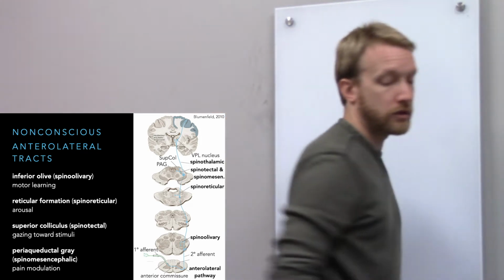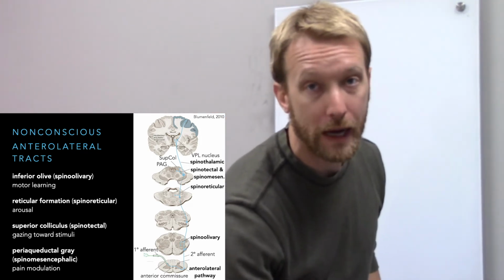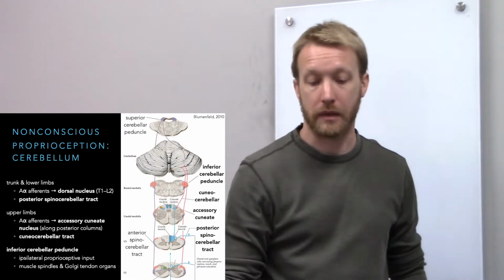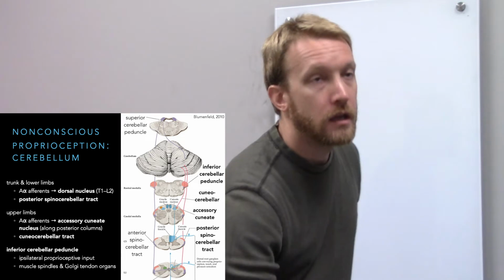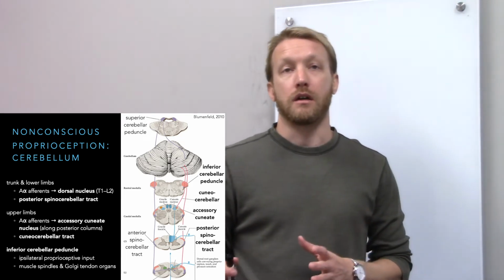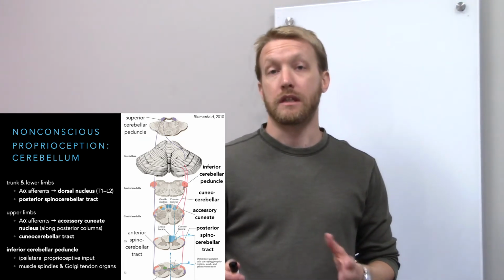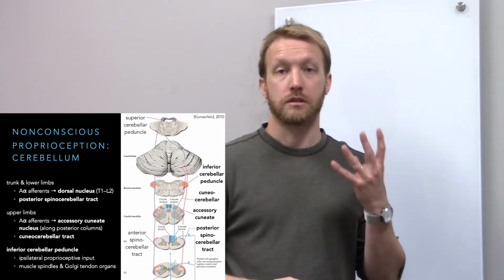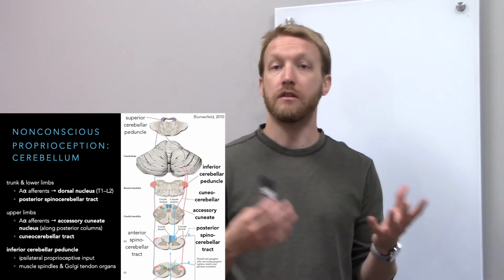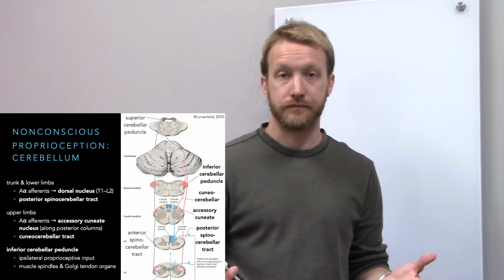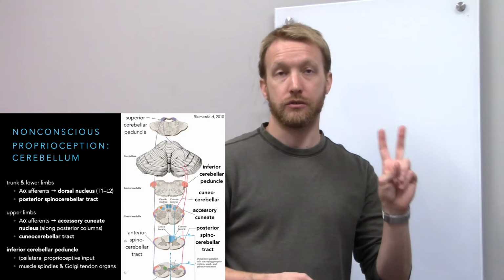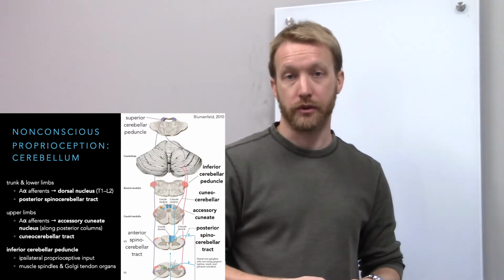Now those don't make it to the cortex, so people don't generally know about them. So they're not one of those two really important pathways. The other non-conscious pathways involve the cerebellum. There are 4 spino-cerebellar tracts, and we can divide these in half. Half of these, so 2 of these, deal with nonconscious proprioception.